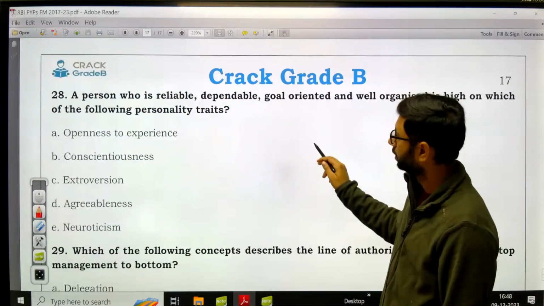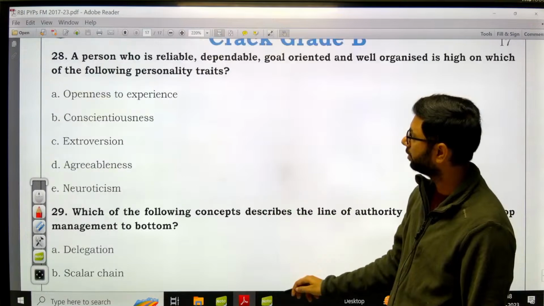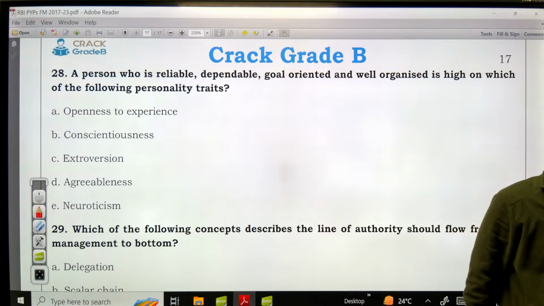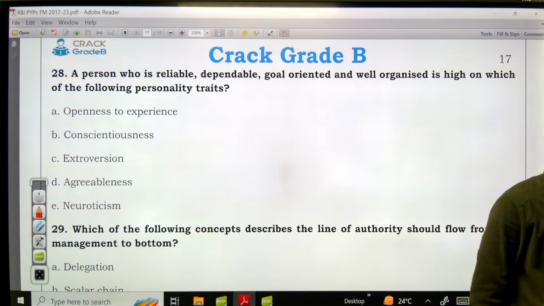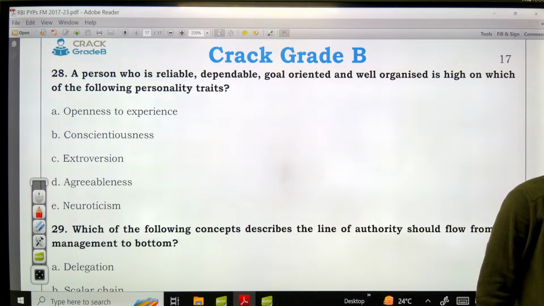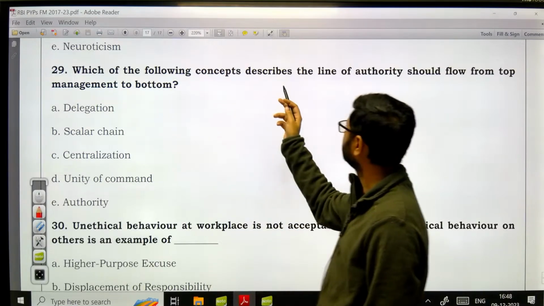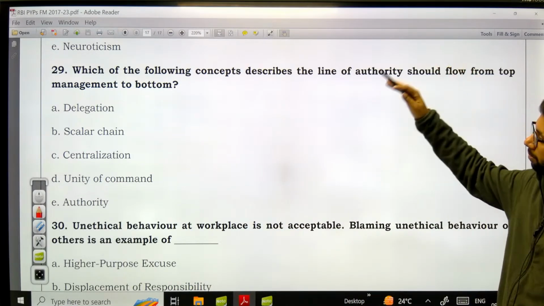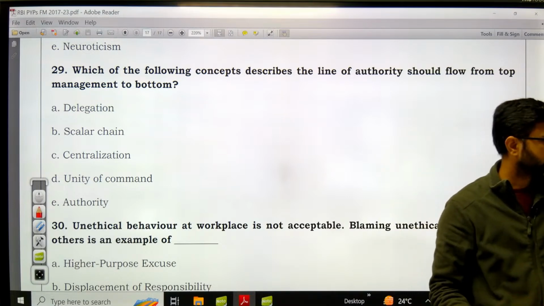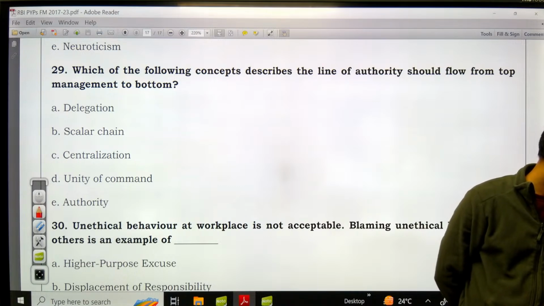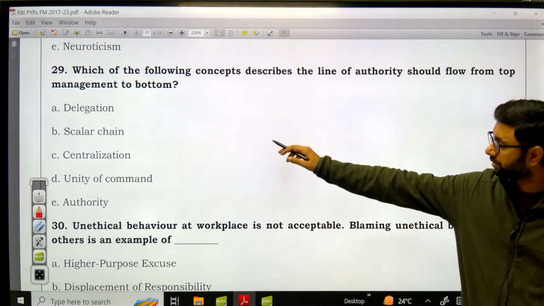A person who is reliable, dependable, goal-oriented and well-organized is high on which of the following personality traits? Yes, correct. Conscientiousness. Which of the following concepts describes that the line of authority should flow from top management to bottom? Yes, scalar chain is the correct answer.